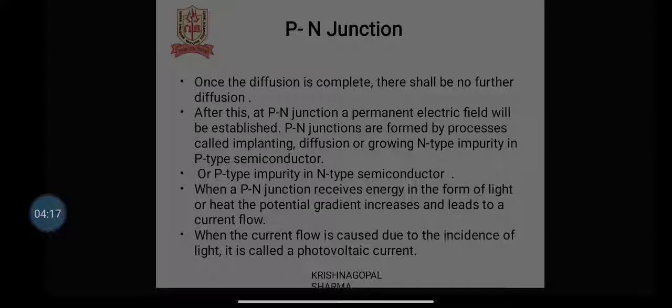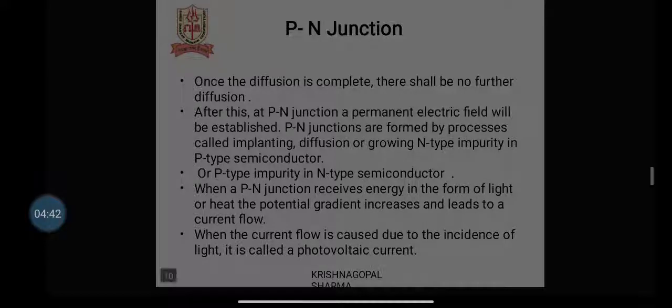PN junctions are formed by processes called implanting, diffusion or growing N-type impurity in P-type semiconductor or P-type impurity in N-type semiconductor. When the PN junction receives energy in the form of light or heat, the potential gradient increases and leads to a current flow. When the current flow is caused by the incidence of light, it is called a photovoltaic current.